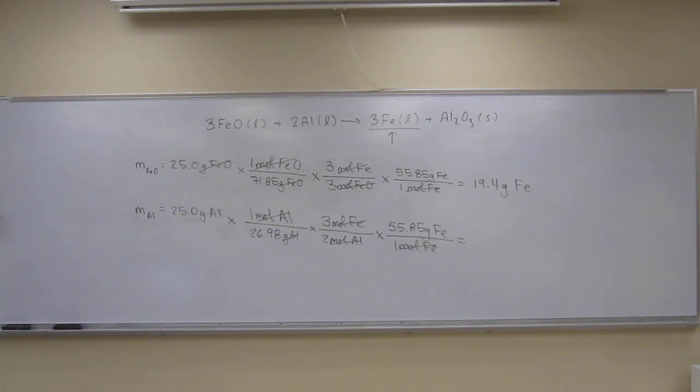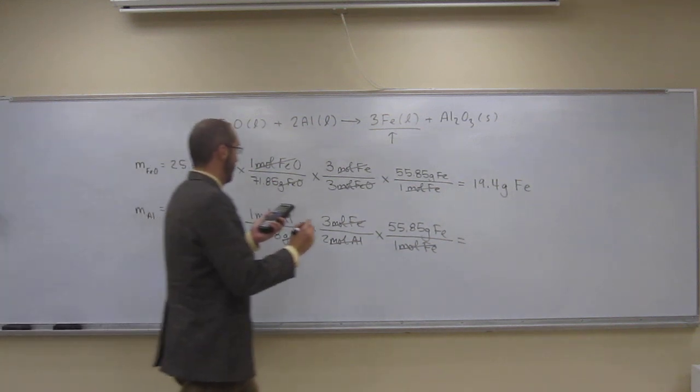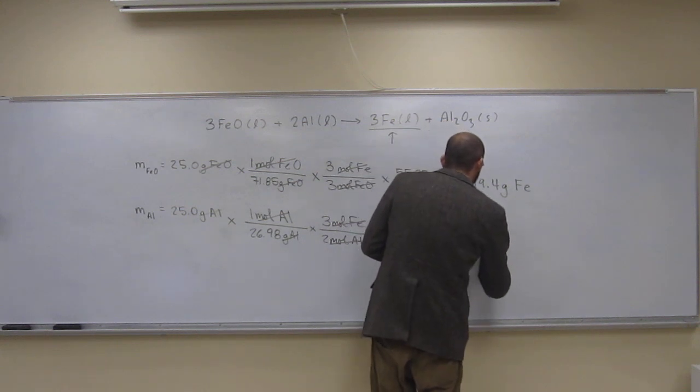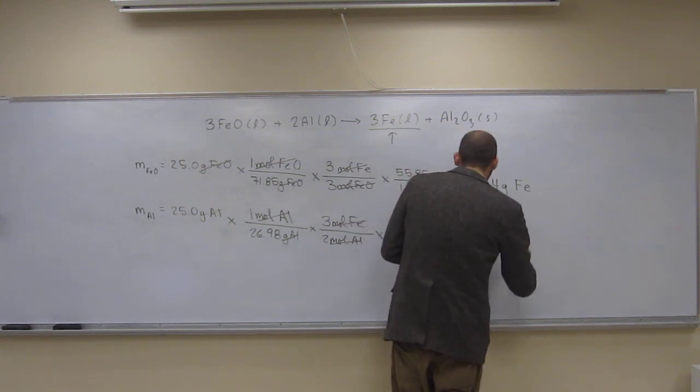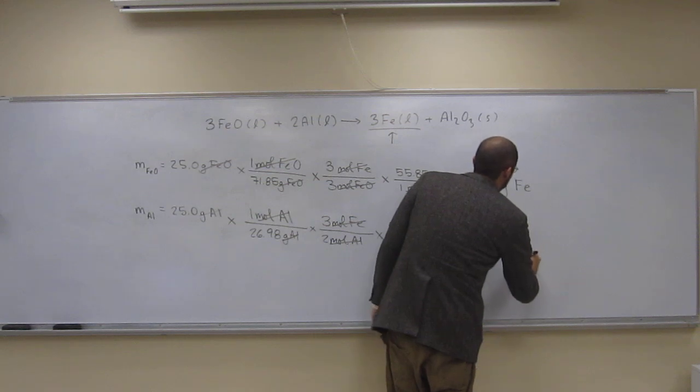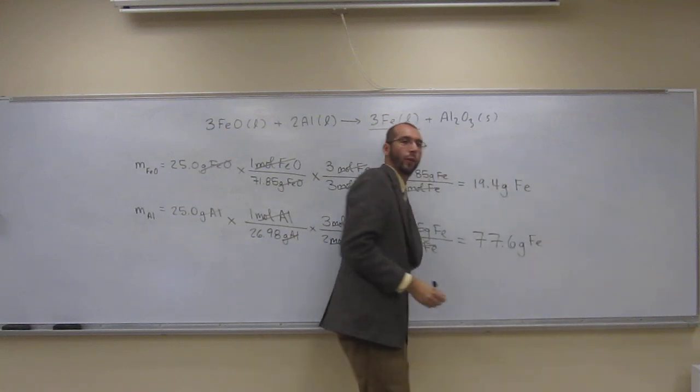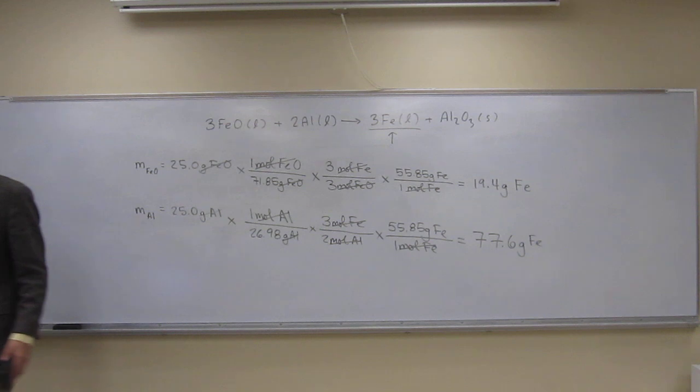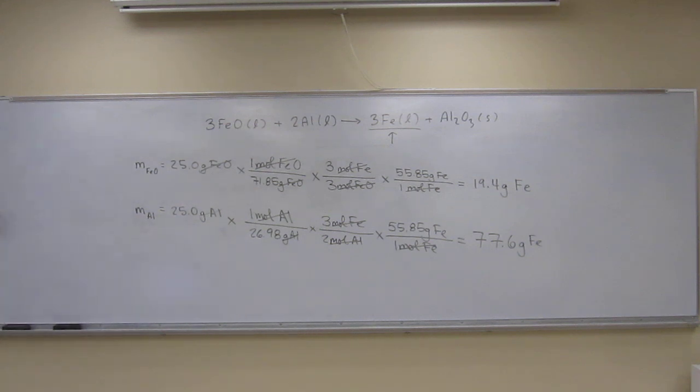Okay, so 25 divided by 26.98, times 3 divided by 2, times 55.85. What do you guys get? 77.6 grams of iron. Is that what you guys got?